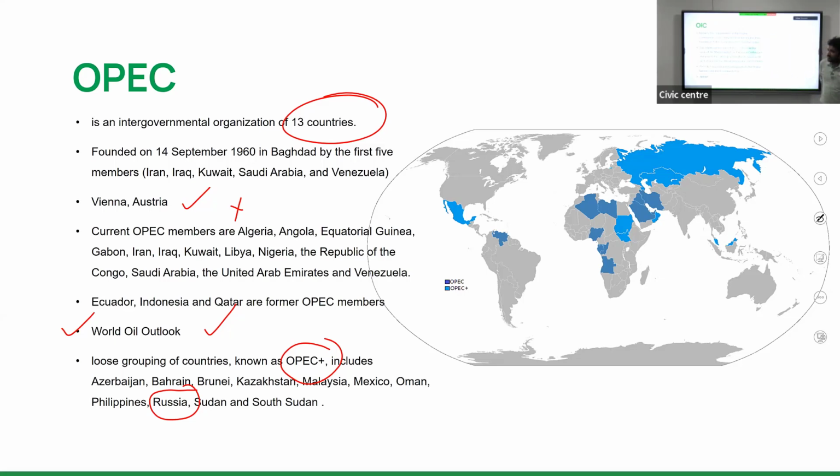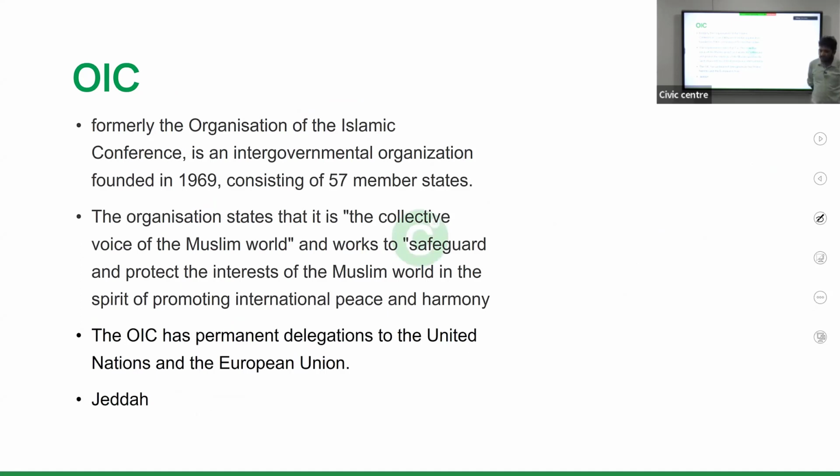The next important organization is the OIC, previously the Organization of the Islamic Conference. Now it is the Organization for Islamic Cooperation, which consists of 57 members, mostly Islamic-dominated countries, protecting the interests of Islamic nations. India is not a member of it. Whenever there are human rights violations in Jammu and Kashmir, you can expect a declaration from the OIC condemning the Government of India. Its headquarters is Jeddah in Saudi Arabia, known as the Gateway of Saudi Arabia.